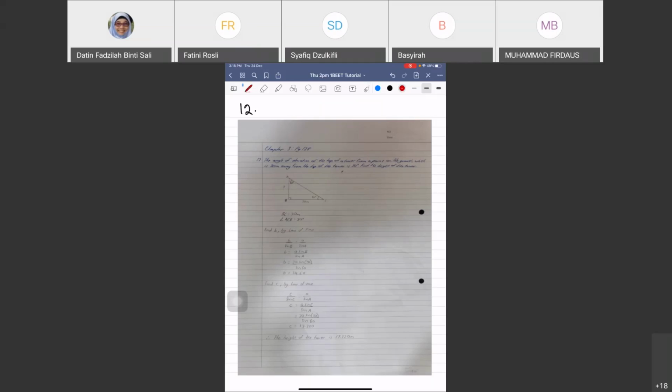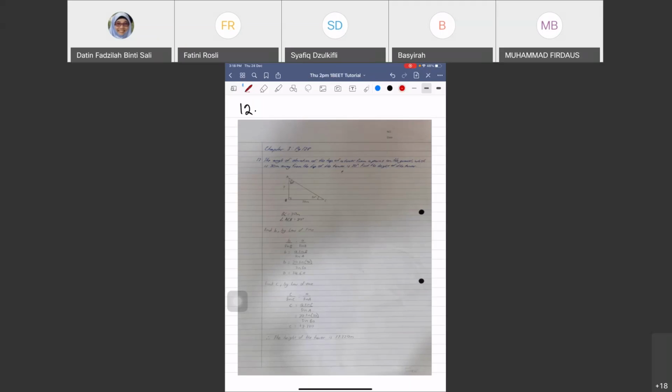So angle of elevation, by right, it should be the angle of elevation from the ground to the top of the tower, because again, elevation, inclination, you are looking up. Which is 30 meters away from the top of the tower is 30 degrees. Find the height of the tower.